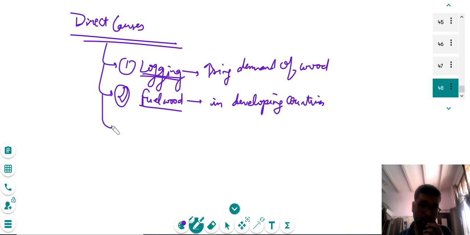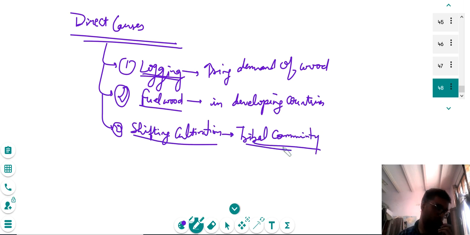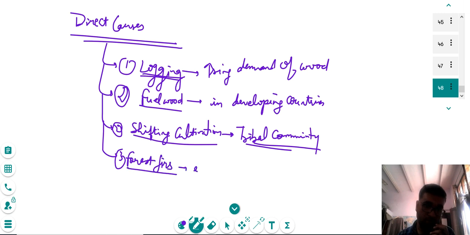You can mention shifting cultivation, which is practiced in the tribal communities, and most of the tribal communities live in the tropical region forests. Along with this you can also mention forest fires. An example can be given of the California forest fires.